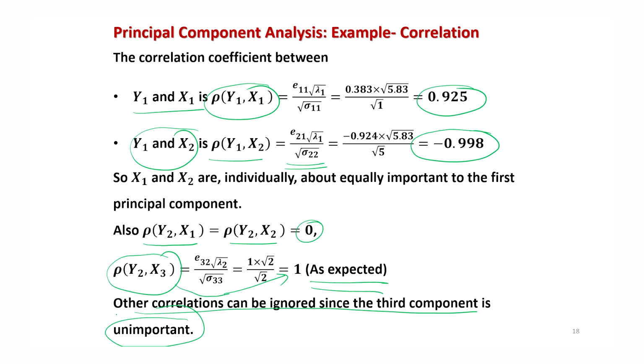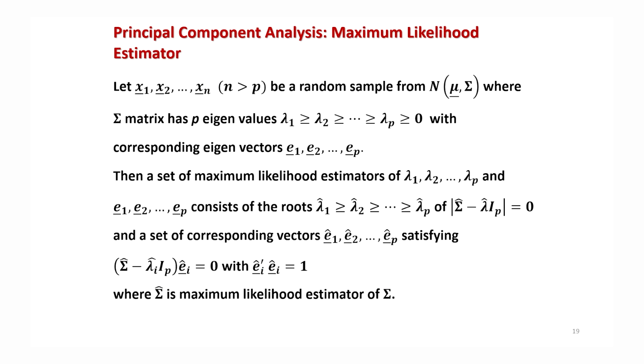So now you can understand what I am trying to say. Both these correlation coefficients are pretty high. So x1 and x2 individually are equally important to the first principal component, right? And in the second case, x1 and x2 are not so important to y2. And the correlation of y2 with x3 is equal to 1, that was expected. Right.